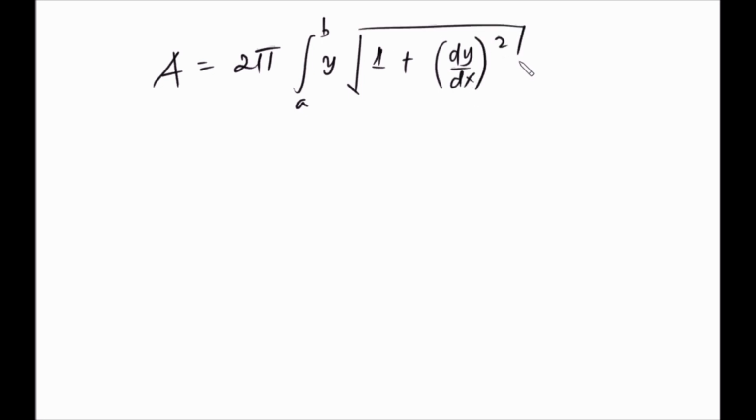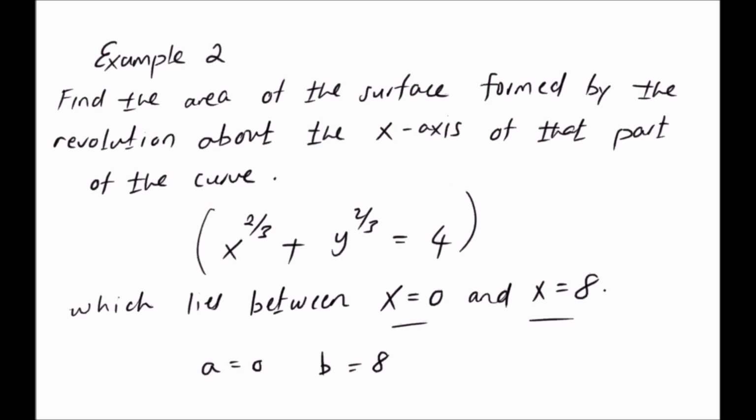Inasema area of surfaces of revolution A ni sasa na 2 pi, you integrate from A to B, y times the square root of 1 plus dy dx squared, all of this with respect to x. So our A is 0 and our B is 8. What about y? So sisi tumepewa equation hii, x power 2 over 3 plus y power 2 over 3 sasa na ngapi? I have to look at the question again. Nakuandikia hapa. Sasa na 4.